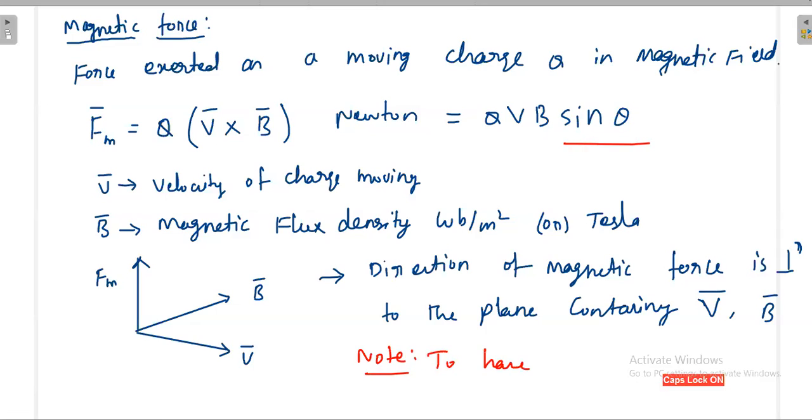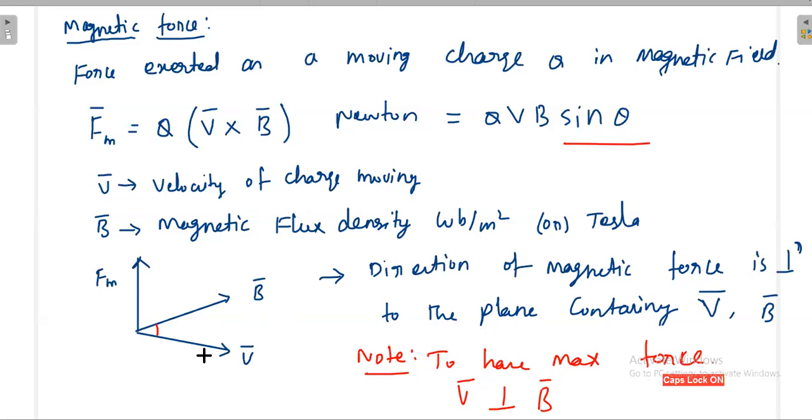To have maximum force, the V vector has to be perpendicular to the B vector. B vector and V vector have to be exactly perpendicular. Perpendicular in the sense what? The direction between these two. It may be anything; even if it is not perpendicular, you will have some value based on theta. That's okay. But to have a maximum force, the direction of the movement of the charge and B have to be perpendicular to each other.